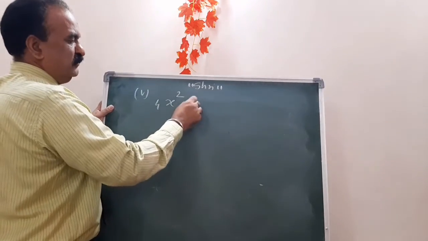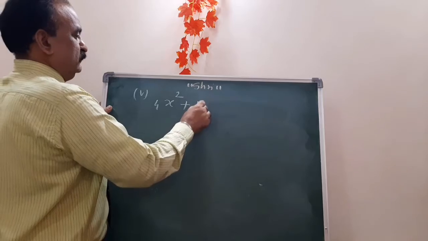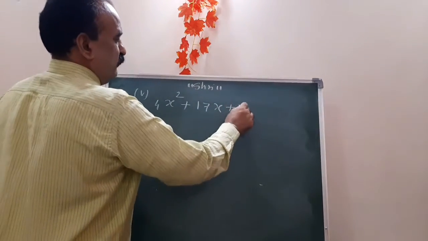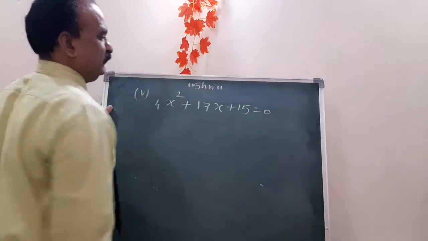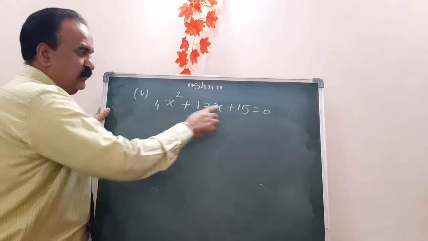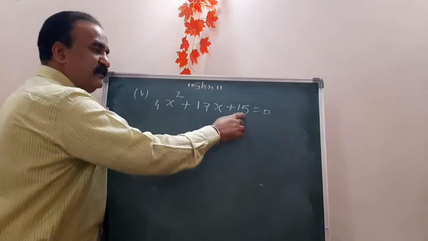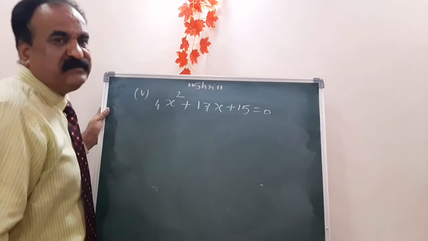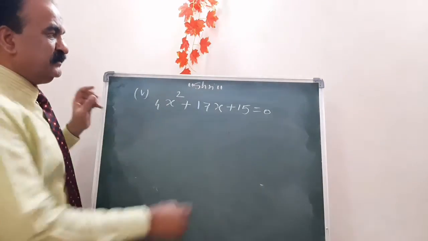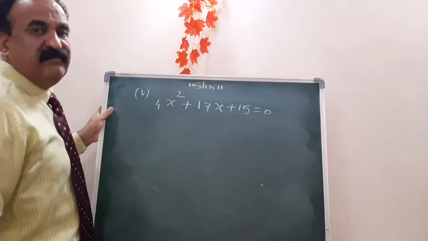4x square plus 17x plus 15 equal to 0. 15 fours are 60. What are those numbers? Their multiplication is 60 and on addition it gives 17. Just you tell me, find the numbers. Their multiplication is 15 fours are 60 and in addition it gives 17.